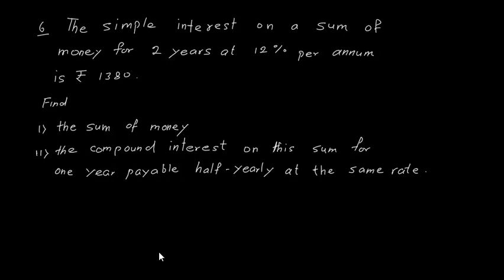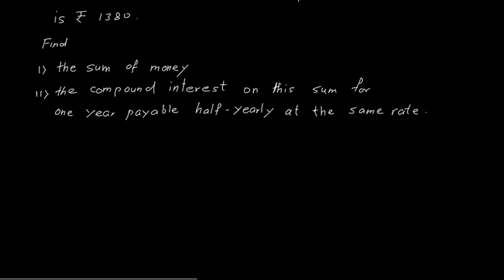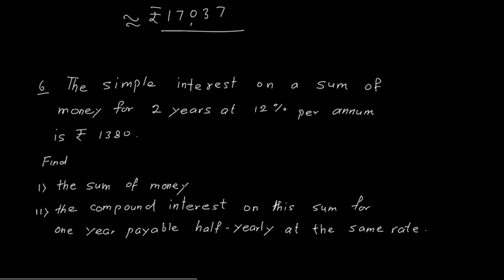Now let us see this sixth question. The simple interest on a sum of money for 2 years at 12% per annum is rupees 1380. Here simple interest is given on some sum that we don't know, that is, the principal, for 2 years. We have to find the sum of money, that means we have to find P. Then we have to find the compound interest on the sum for 1 year, payable half yearly, that is, interest is paid after each 6 months. So fine, let us begin.